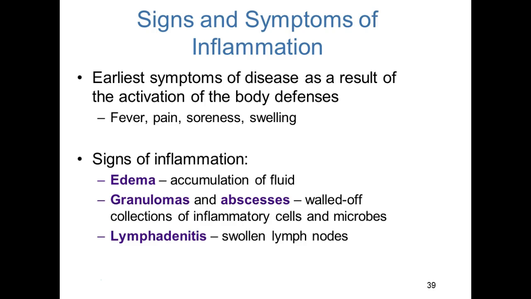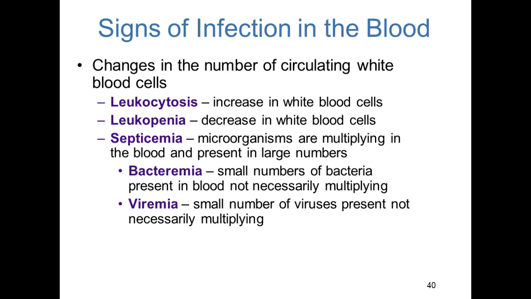Granulomas and abscesses are walled-off collections of inflammatory cells and microbes. Inflammatory cells we're talking about there are white blood cells, and abscesses and granulomas can be visualized on the skin. Lymphadenitis is when the lymph nodes have been activated. They're doing what they're supposed to do, clearing out microorganisms, but they become swollen in the process, and often we'll see lymphadenitis around the throat area, and we can also see that in the armpits and sometimes in the groin when there is an infection.